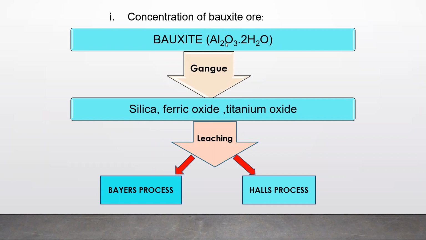Formula is Al2O3·2H2O. The gangue or impurities present in the ore are silica, ferric oxide and titanium oxide. These impurities are separated by leaching. Leaching can be done by two methods, Bayer's process and Hall's process. We will discuss both the methods in detail.